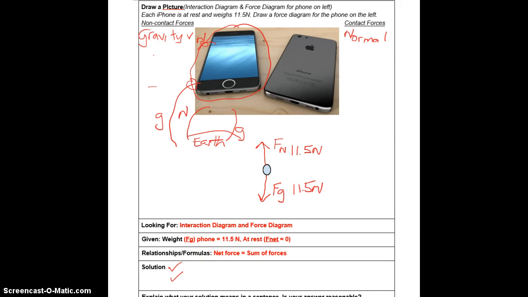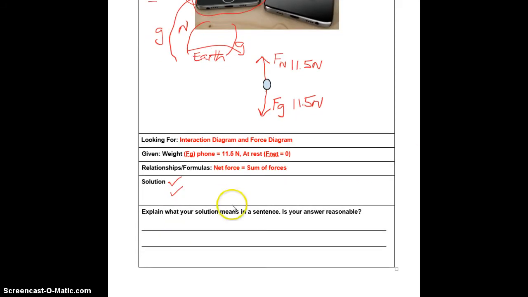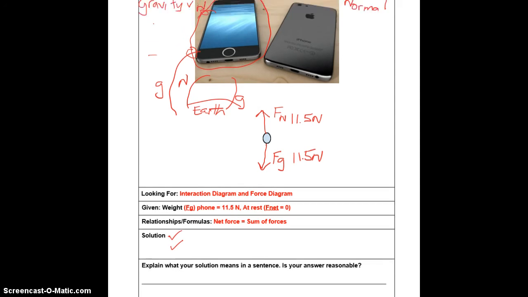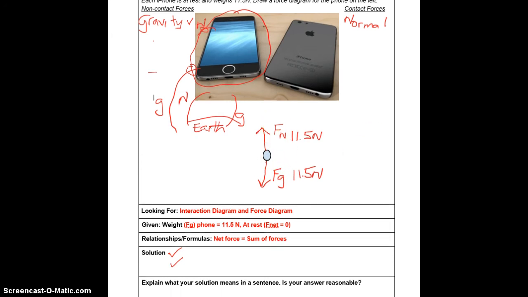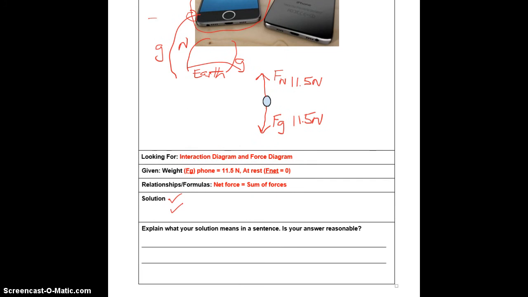Let's take a look at that last part. Explain what your solution means in a sentence, and is your answer reasonable? Or in other words, the smell test. Let's see, is it reasonable? I have a weight of 11.5 newtons. Yep, it says that it weighs 11.5 newtons, and I have 11.5 newtons pushing up on it. Same as if I was standing on a scale. That scale measures the normal force.